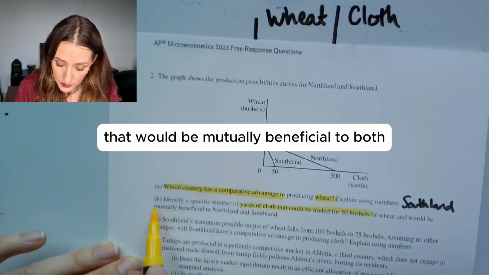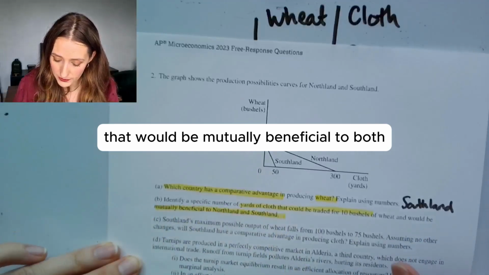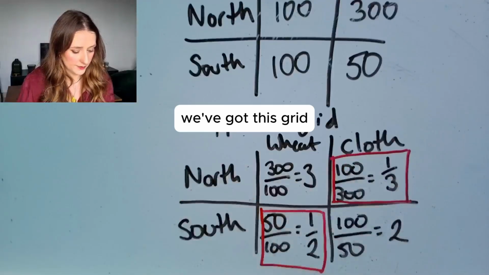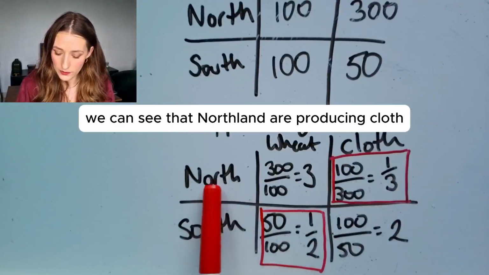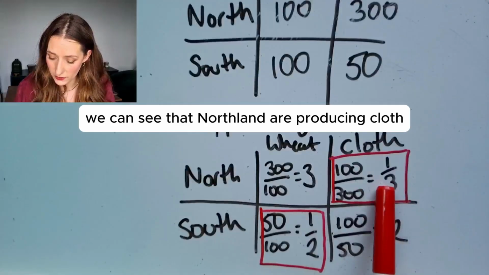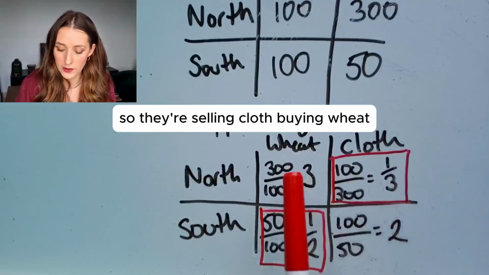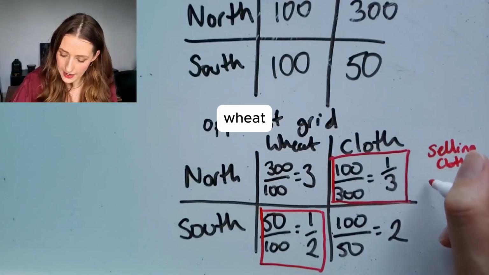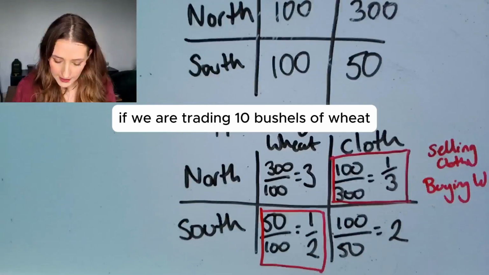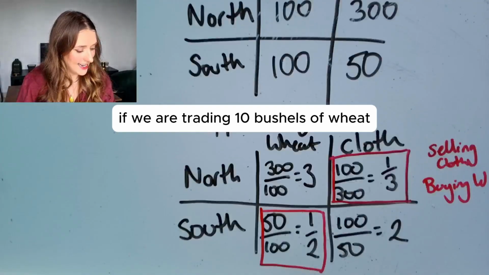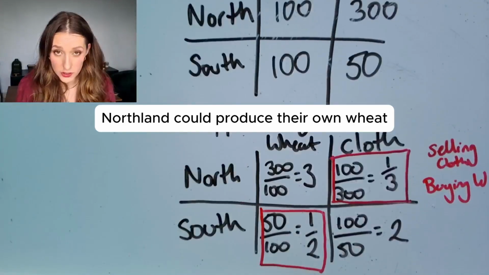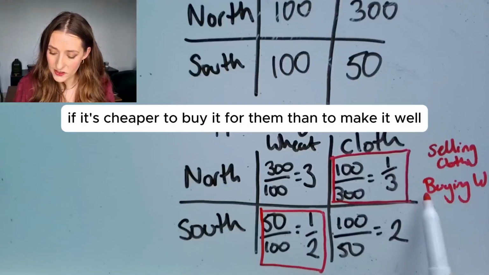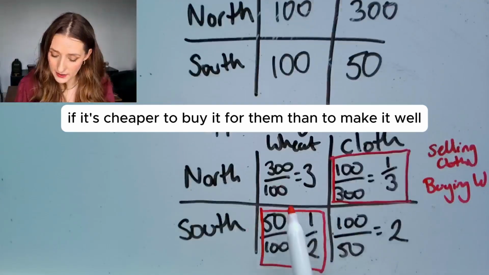That would be mutually beneficial to both Northland and Southland. We've got this grid. We can see that Northland are producing cloth, so they're selling cloth and buying wheat. If we are trading 10 bushels of wheat, Northland could produce their own wheat. They would buy it if it's cheaper to buy it for them than to make it.